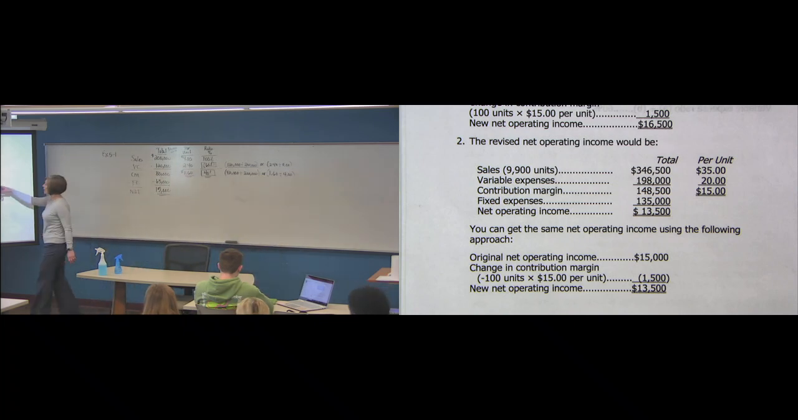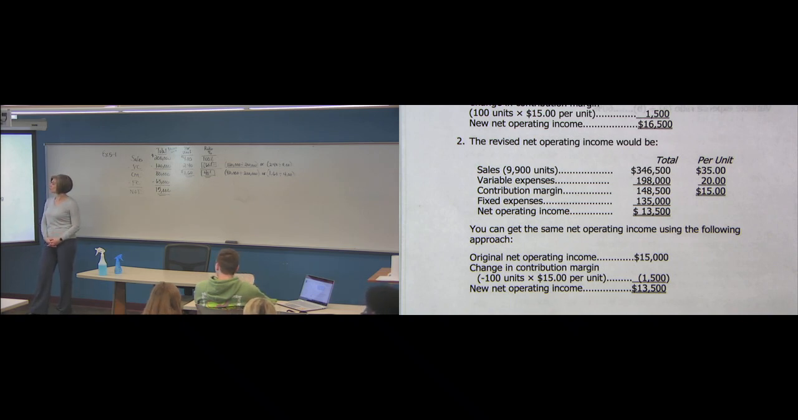So 9,900 times $35 per unit. The per unit didn't change, right? It's just the level of activity changed. But that means your total sales are going to drop. You sold less units, so you're going to have less total sales. And because you sold less units, you're going to have less variable expenses associated with those, right? So $20 times 9,900 is where you get 198,000. Make sure you know where I'm getting all my numbers. If you don't, please ask, because you need to know how to do these.